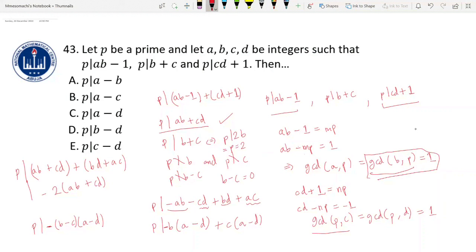But if P does not divide B minus C, we have that surely P must divide A minus D. If P is 2, it will imply that AB minus 1 must be even, so AB must be odd, and CD has to be odd. So they'll all be odd integers, and still P will divide A minus D. So in both scenarios, this is surely true. So P divides A minus D, and hence our answer is option C.